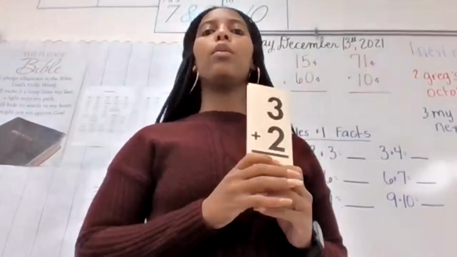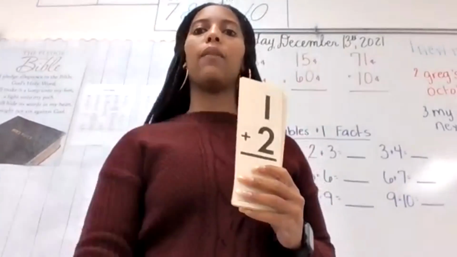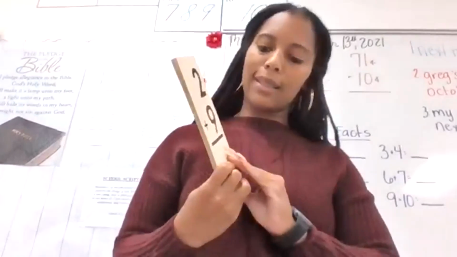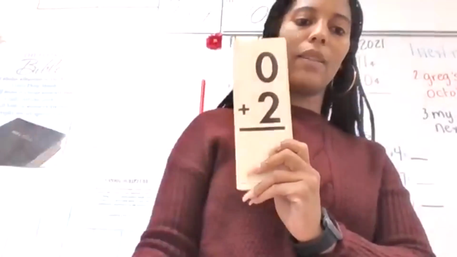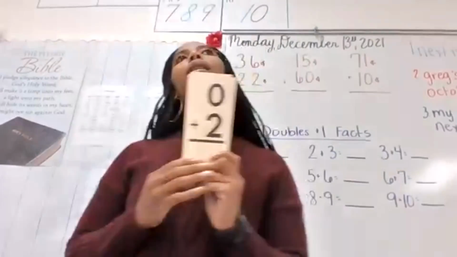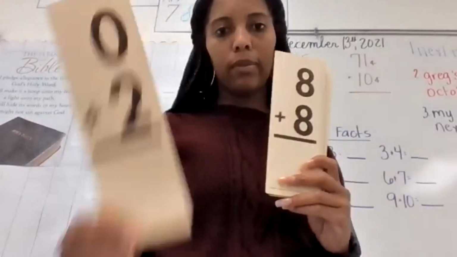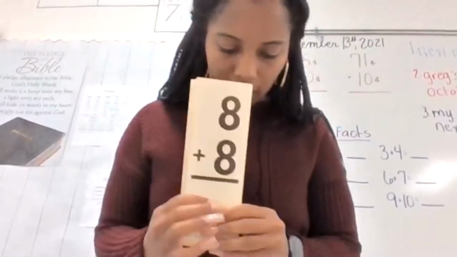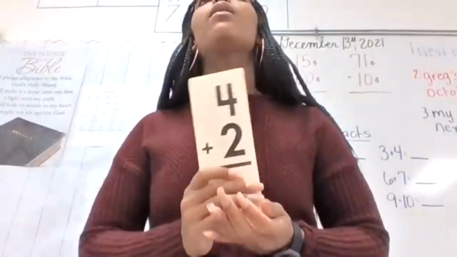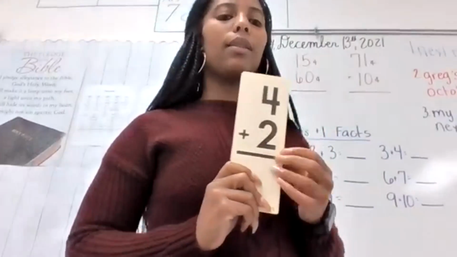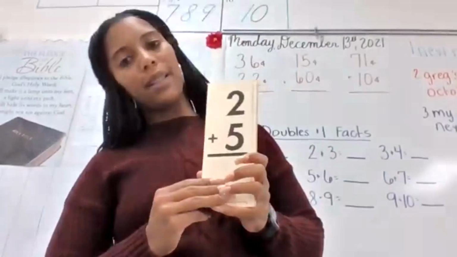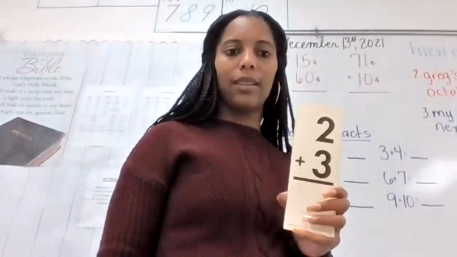3 plus 2 equals 5. 1 plus 2 equals 3. 2 plus 9 equals 11. 0 plus 2 equals 2. 8 plus 8 equals 16. 4 plus 2 equals 6. 2 plus 5 equals 7.